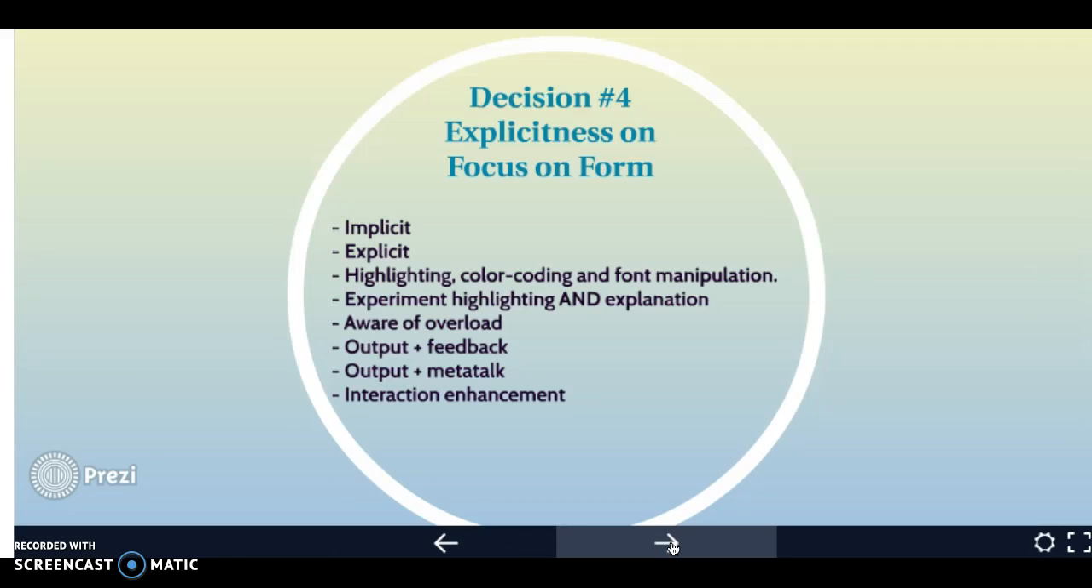Decision number 4, explicitness and focus on form. When to focus on form, you need to consider the context of instruction, the particular learning problems, and the nature of the linguistic form itself.